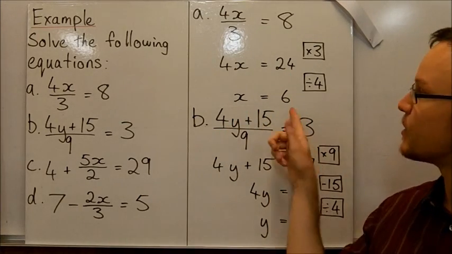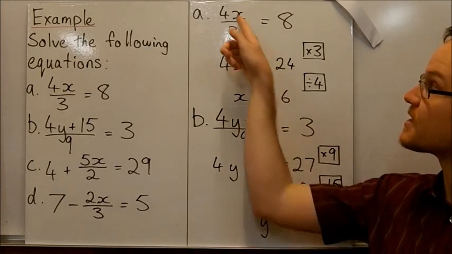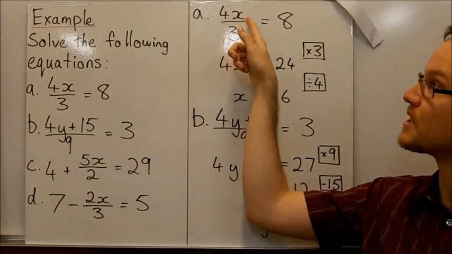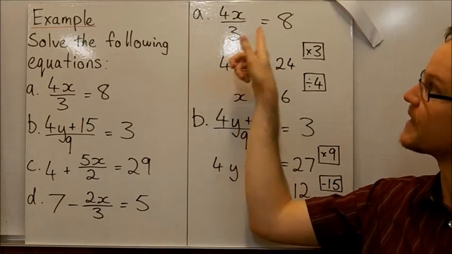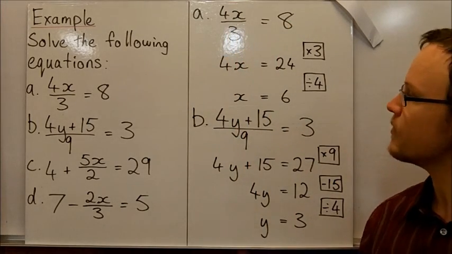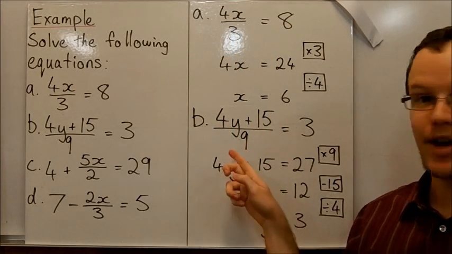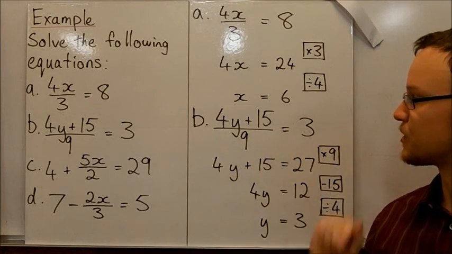We can double check that by substituting x equals 6 back in up here. So 4 times 6 is 24. 24 divided by 3 equals 8. So we're all good.